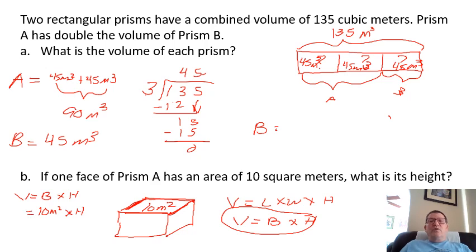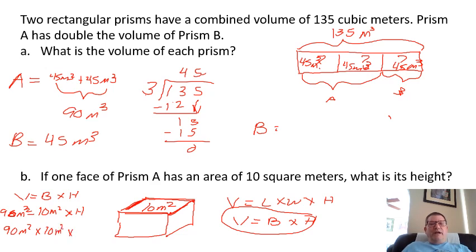And we know that prism A from above was 90 meters cubed. So I'm looking at what times 10 equals 90 meters cubed. Well, I would have to multiply 10 by 9 to get 90. So that ended up being 9 meters. So the height equals 9 meters. Now, if you notice, this section right here we did with the tape diagram, we've been doing that in our homeworks, and it looked like the same strategy worked here.